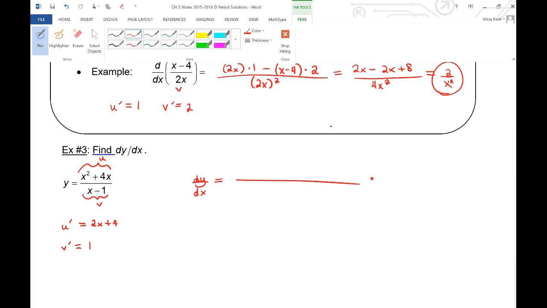Now, I will tell you when you have the bottom and it's a binomial, like x minus 1 squared, don't bother foiling that out. In the last problem, we multiplied it out, but that's because we were able to simplify it. Just multiply out the top. Don't foil the bottom. Usually in these cases, we just multiply out the top. Alright, foil the top.